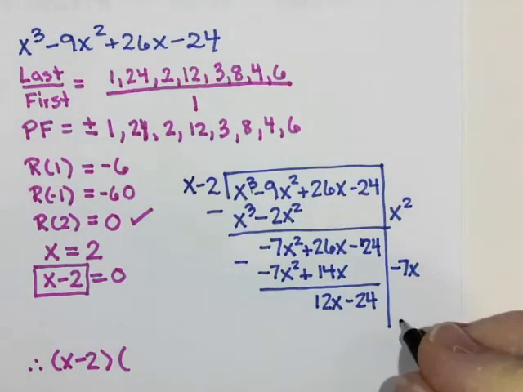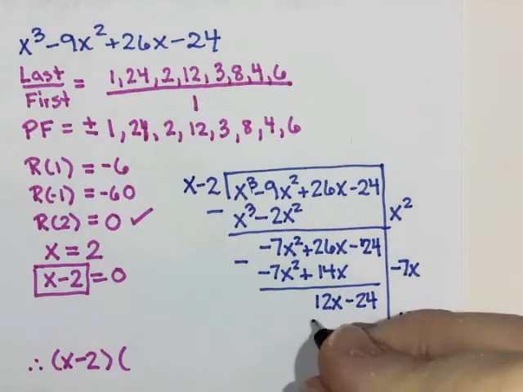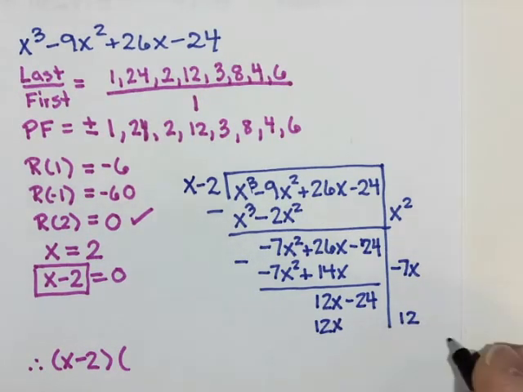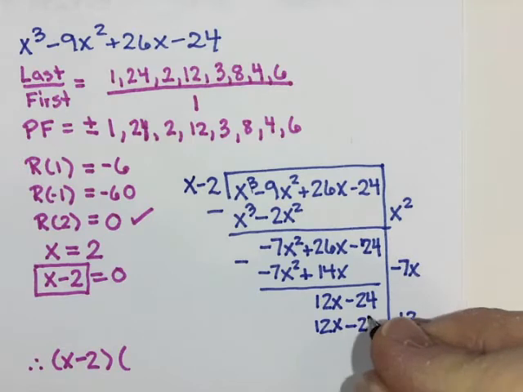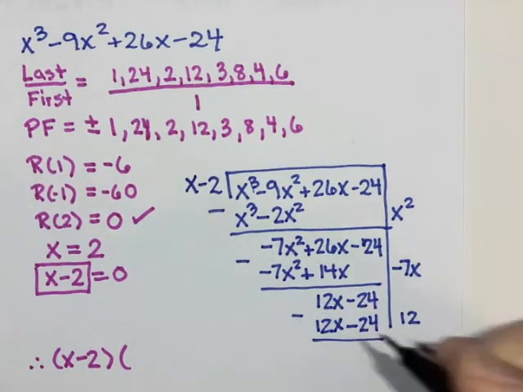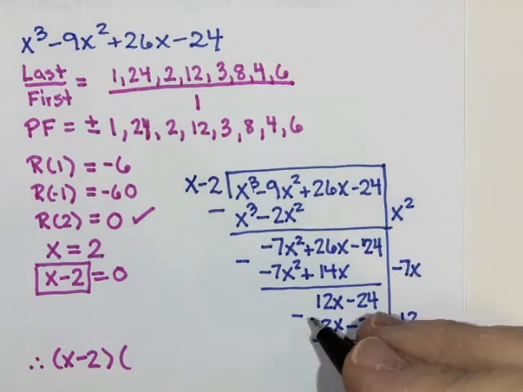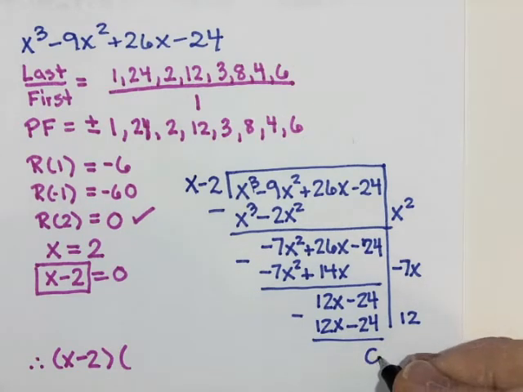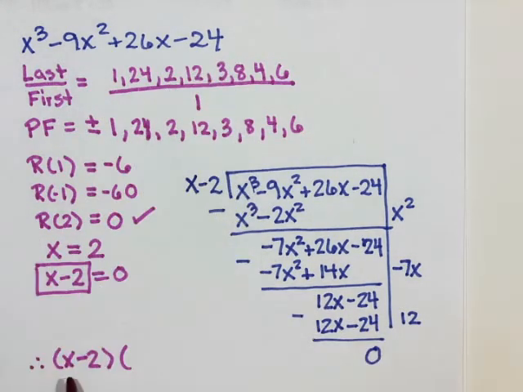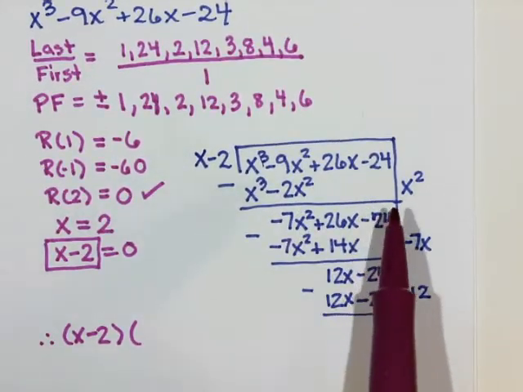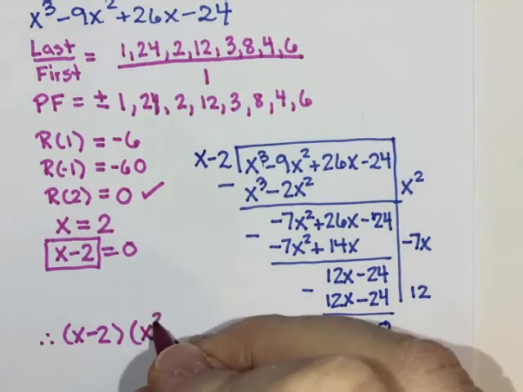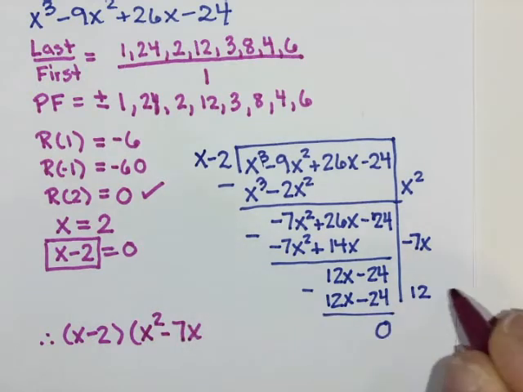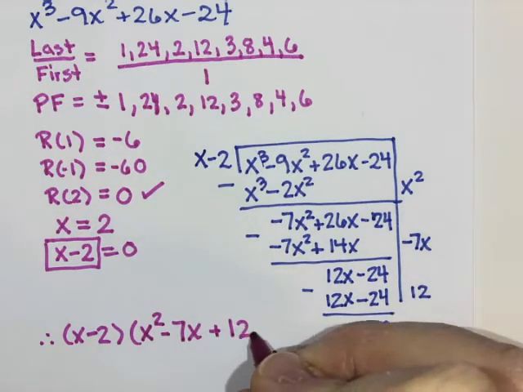Last up, I need to multiply by 12 to turn that into a 12x. And then 12 times negative 2 is negative 24. If I subtract, 12 minus 12 is 0. Negative 24 minus negative 24 is 0. The remainder is 0, which is what it's supposed to be if this is a factor. So that means that this expression here is x minus 2 times x squared minus 7x plus 12.